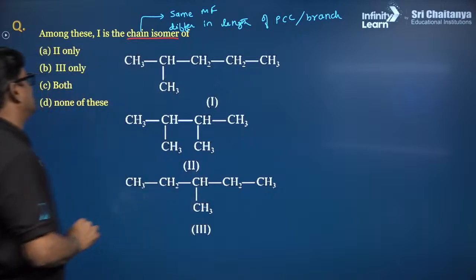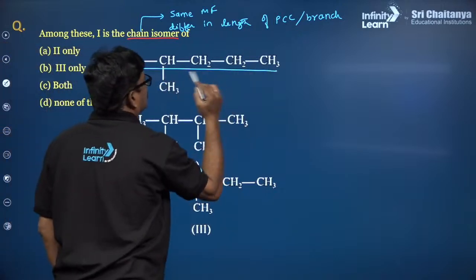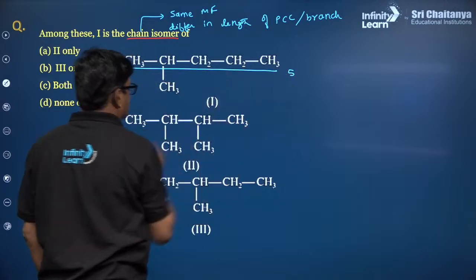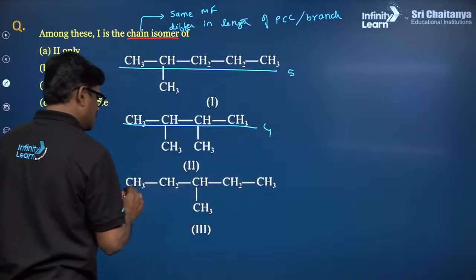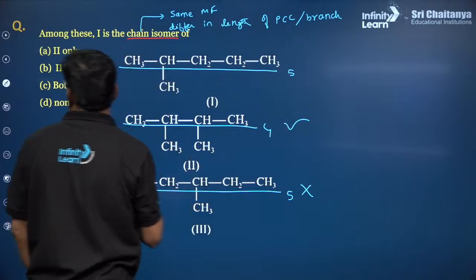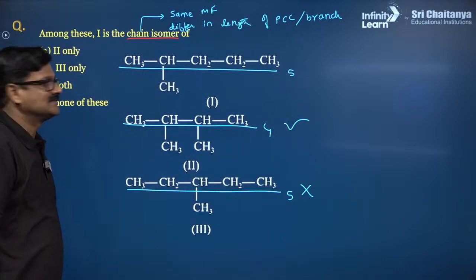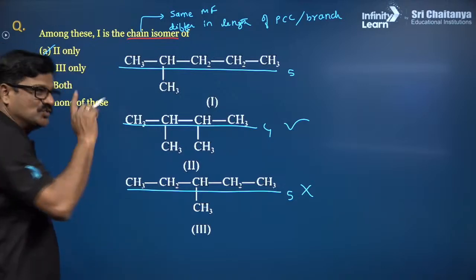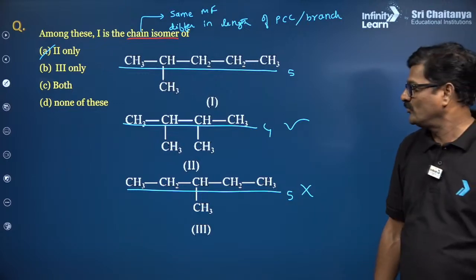Now if you can say this is structure 1, it contains 5 carbons and this one contains 4 carbons. It contains 5 carbons, so this is going to be the chain isomer. Okay, 2 only. Fine.